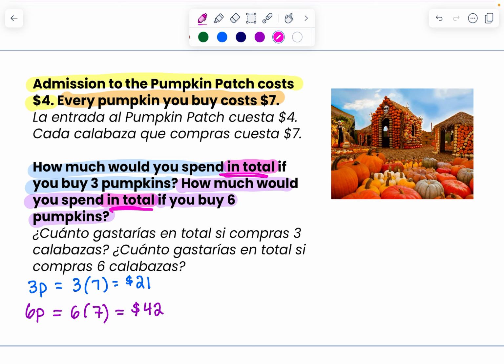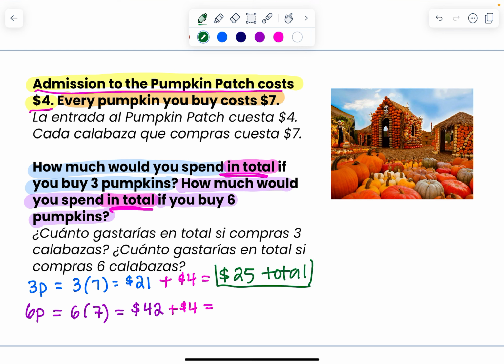If I want to think about in total, I can't buy the pumpkins without going into the pumpkin patch, right? Admission to the pumpkin patch cost us $4, which was one of our facts. So in total, I have to add my $4 to each set that I'm interested in. And so if I want to buy 3 pumpkins at this pumpkin patch, it's going to cost me a total of $25, right? It's going to cost me admission to get into the pumpkin patch and also $7 per pumpkin. So 7 plus 7 plus 7, or 3 times 7.